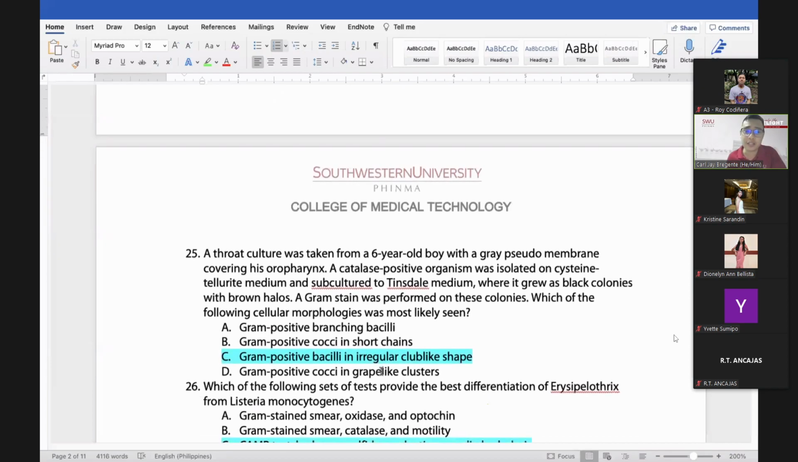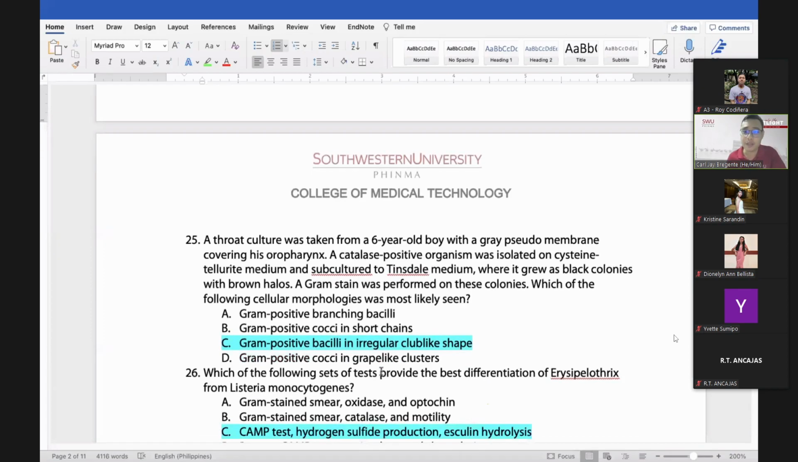A throat culture was taken from a 6-year-old boy with a gray pseudomembrane covering his oropharynx. A catalase-positive organism was isolated on cystine tellurite and subcultured on Tinsdale medium, where it grows black colonies with brown halos. A gram stain was performed on these colonies. Which of the following cellular morphologies was most likely seen?